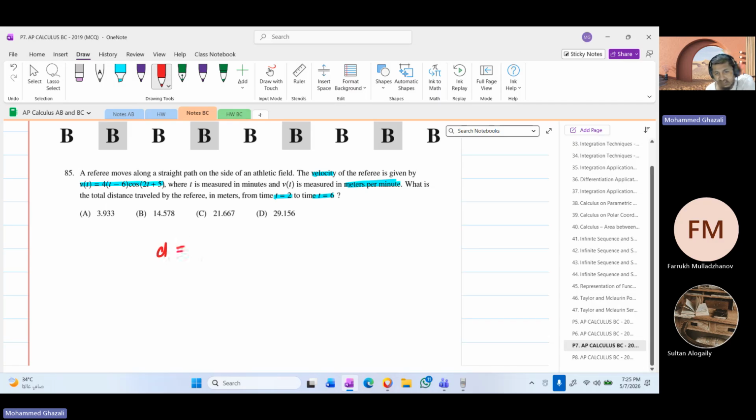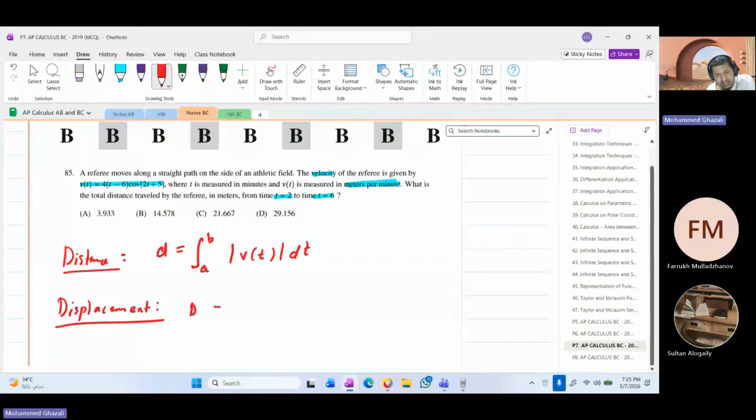Distance, not displacement. Distance is the integral, not position. Distance is d equals the integral from a to b of the absolute value of v of t dt. You're just going to put the whole thing on your calculator. Displacement is different. For displacement, there's no absolute value. Then d is equal to the integral from a to b of v of t dt. Big difference, okay?